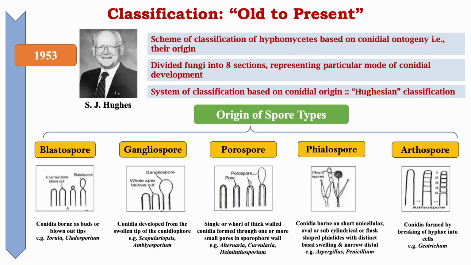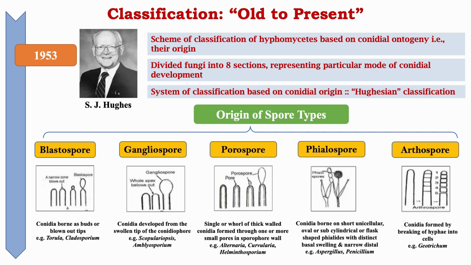During 1953, S. J. Hughes gave a classic classification which is known as the Hughesian classification. He put forward a scheme of classifying the Hyphomycetes based on conidial ontogeny, that is the origin of the conidia, and he divided them into four sections representing particular modes of conidial development. And as I said, the system of classification based on conidial origin is also known as Hughesian classification.